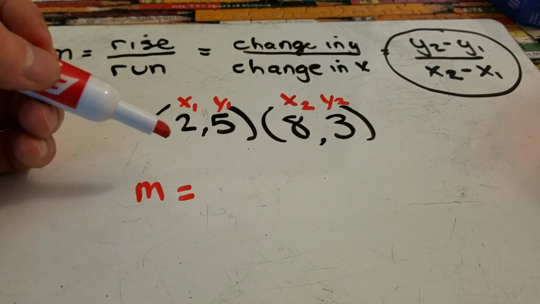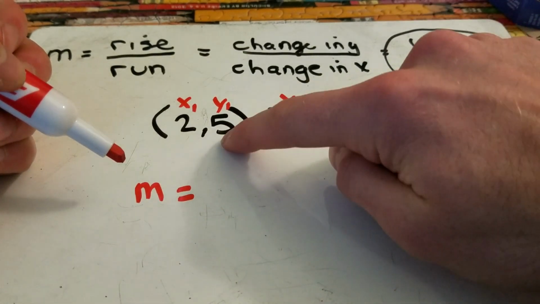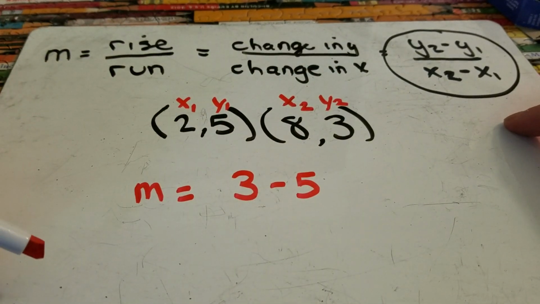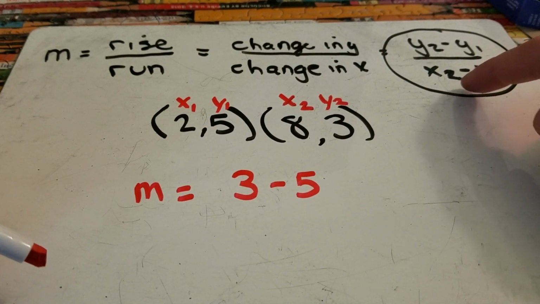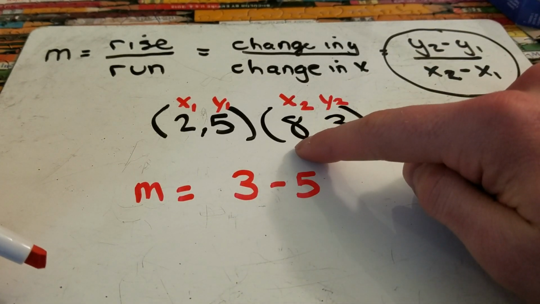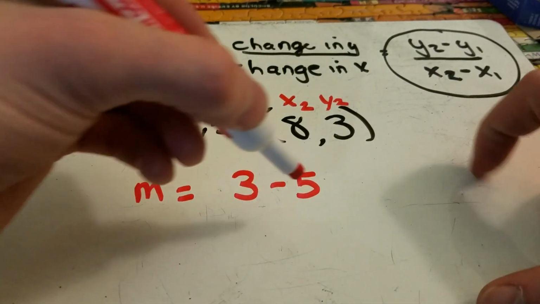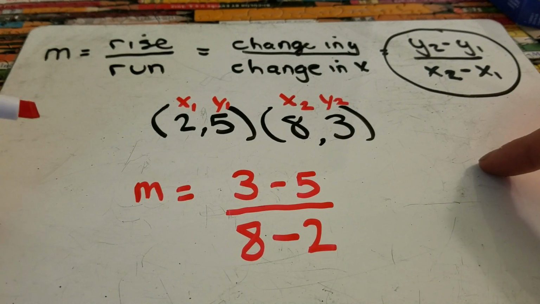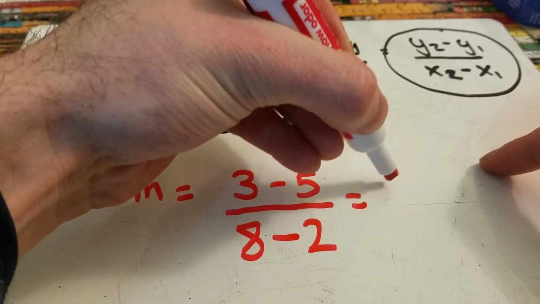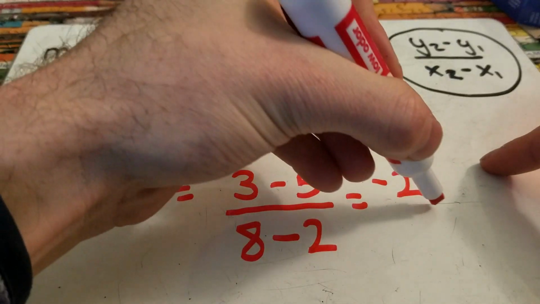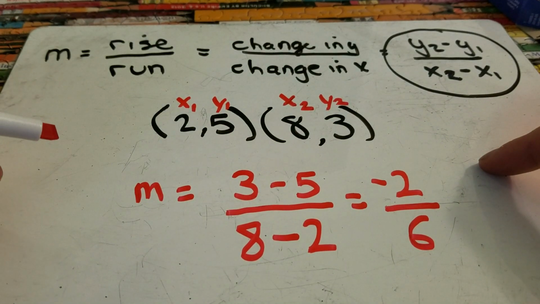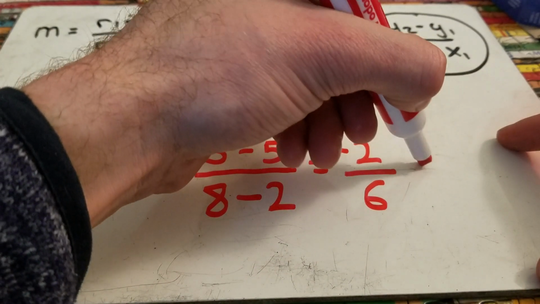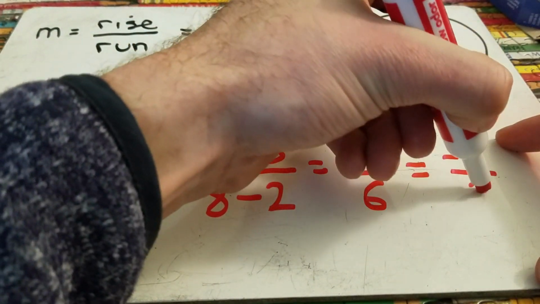So when I go to plug it into this formula, m equals y2 minus y1. On the top of my fraction is going to be 3 minus 5. On the bottom of my fraction, x2 minus x1, it's going to be 8 minus 2. Now, it's just subtraction. 3 minus 5 is negative 2. 8 minus 2 is a positive 6. Now, it's not simplified. I can simplify that fraction, divide the top and bottom by 2, and I'm going to get a slope of negative 1/3.